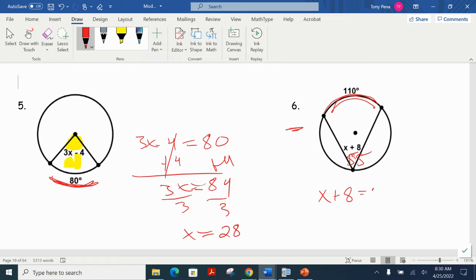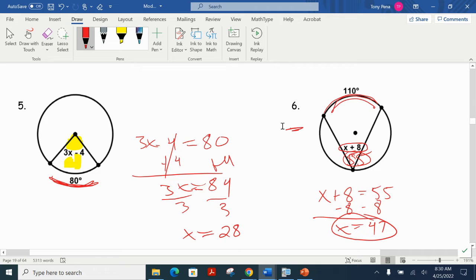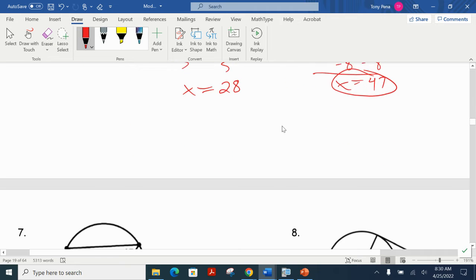Well, yeah, it's got to be equivalent to that 55, not the 110. Okay? So that's our degree measure of that angle. This is what it is written as a variable expression. So this should be the equation that we are setting up. If you did that correctly, you should have gotten x to be 47. All right? So if we're setting it equal, sometimes you're going to have to double. It really depends on what you're given.